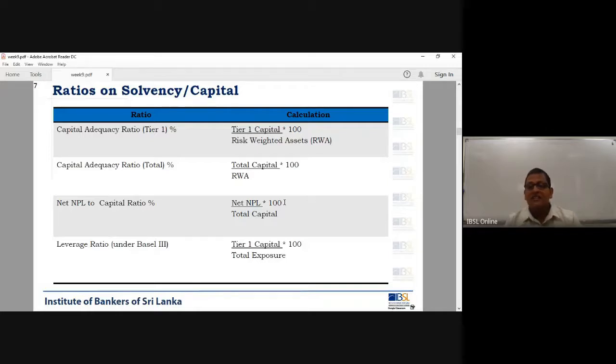Actually, under Basel III, I have already mentioned this. What is the version of the Basel Accord we are in, in Sri Lanka? We have already implemented Basel III. So under Basel III, the leverage ratio has been introduced, calculated as tier 1 capital divided by the total exposure multiplied by 100. This is the way the ratios on solvency and capital are calculated.